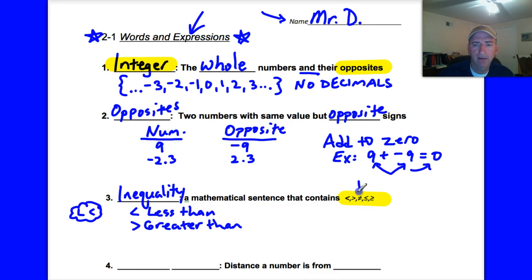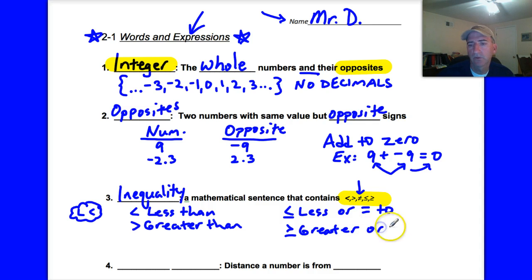All right, now that one right there, that just means not equal to. I'm not going to write that down. This one right here, if it has a line underneath it, that means less than or equal to. And if it goes this way with a line under it, it means greater than. Just say greater or equal to. All right, so there you go.